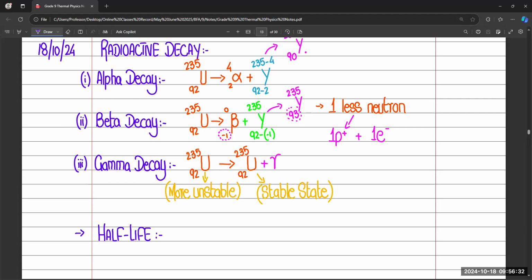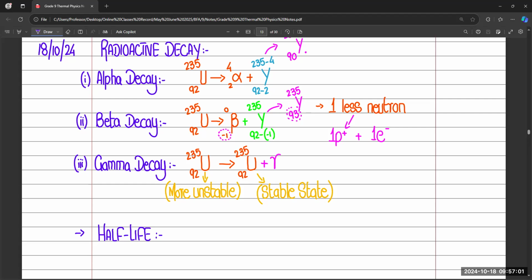Like after 10 minutes, for example, alpha decay from this uranium element. Now you can see the mass of an alpha is subtracted from uranium, then another mass equal to an alpha is subtracted from uranium. So definitely your mass number and proton number are going to decrease after every 10 minutes, right? So the concept of half-life is just like the same.